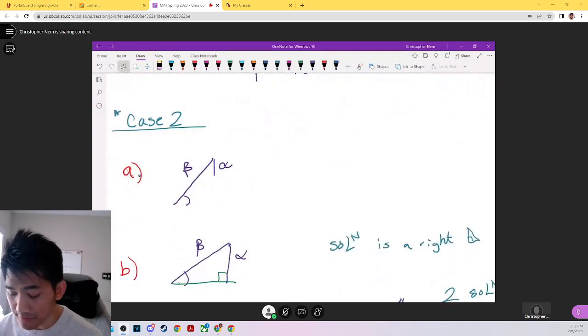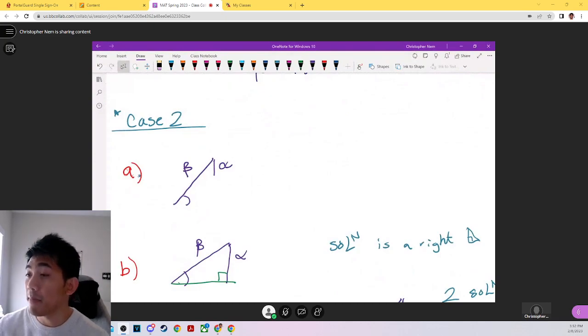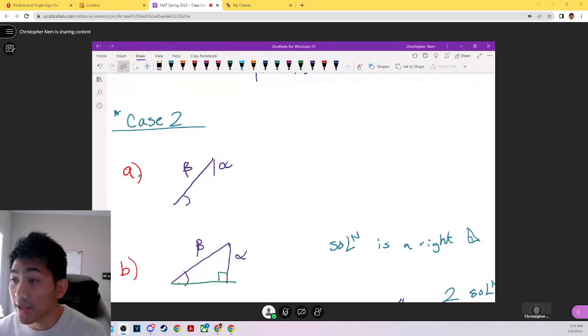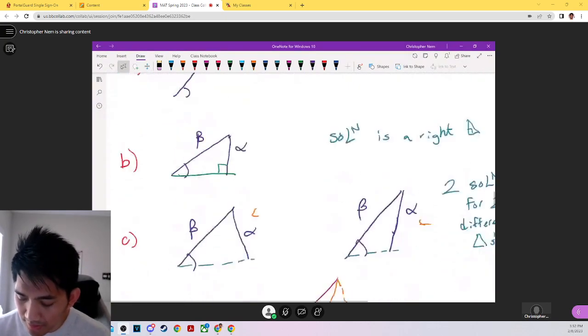That's one option. Option 2 for case 2. Well, it could be a perfect length of alpha where I can create a 90 degree angle. And this will be a 90 degree, or right, triangle where I can use the Pythagorean theorem instead. So I don't even have to use the law of sines. I can, but I can just use the Pythagorean theorem. And then the third option right here.